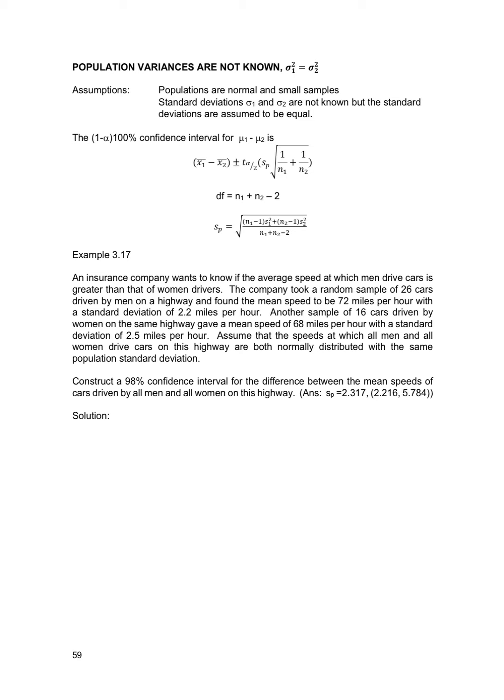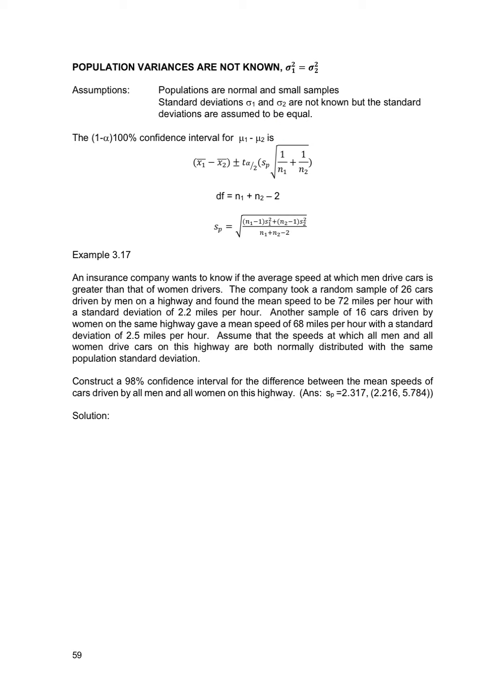Okay, let's continue into the next case. The next case is where the population variances are not known, but we assume they are equal: sigma 1 square equals sigma 2 square. So let's look at the assumptions. The population should be normal and the sample small, less than 30. Standard deviation is not known, but we assume it is equal.